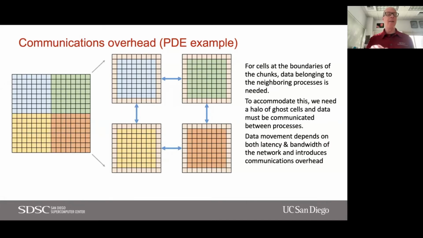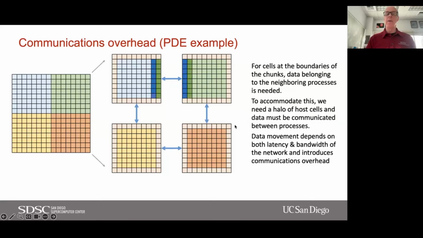So to accommodate this, typically the solutions of systems of partial differential equations will set up a halo of ghost cells around the grid. So we're going to periodically communicate data between these processes to fill these ghost cells, so that each cell along the boundary will have access to the data that it needs. So this data movement is going to introduce overhead.